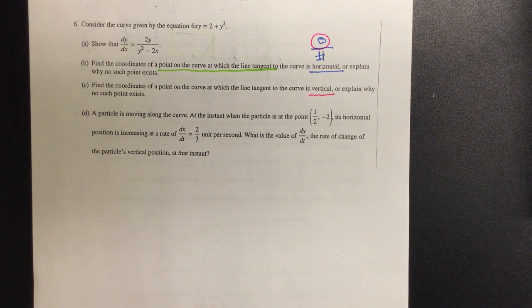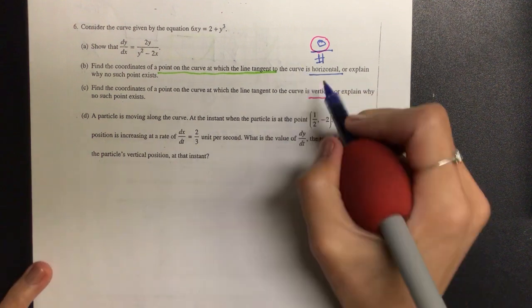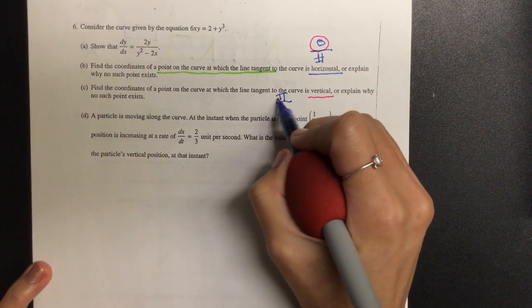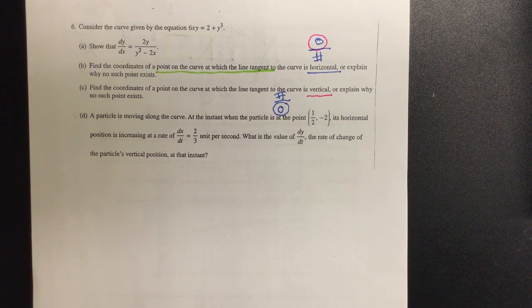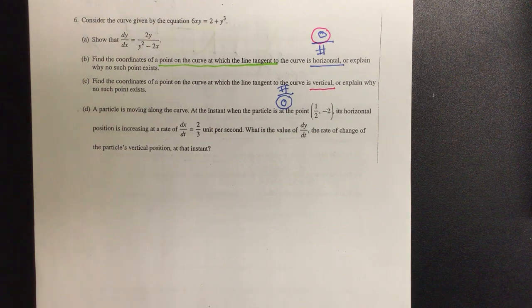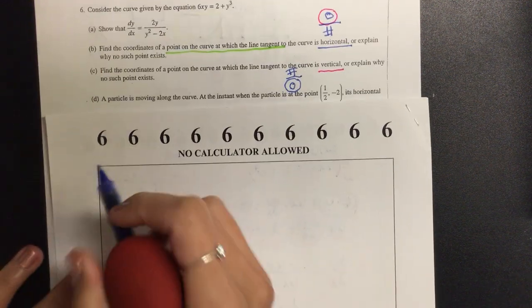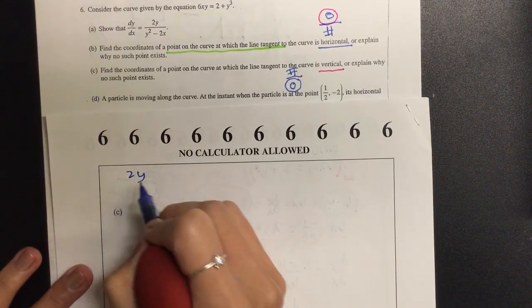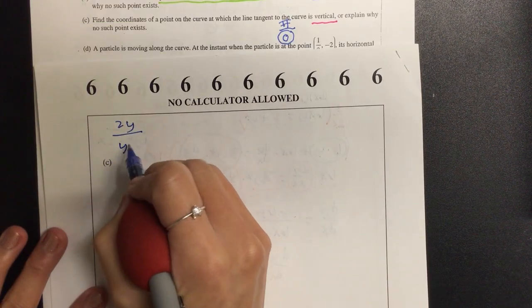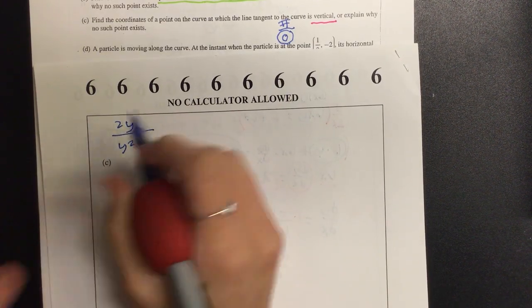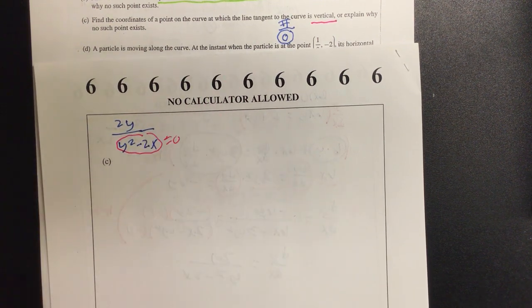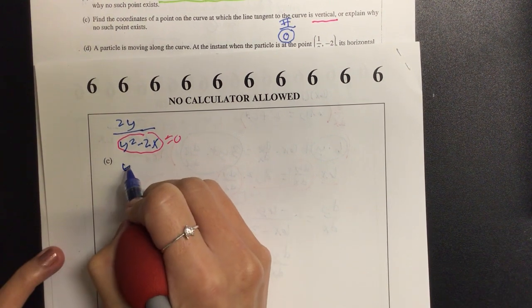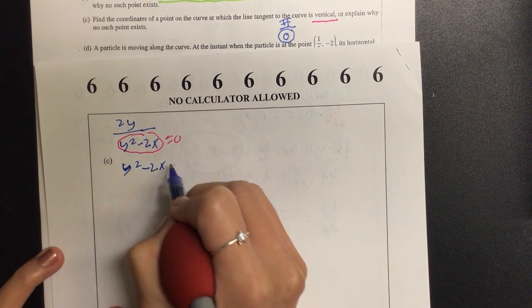Vertical. So we have a vertical line. For the vertical line, it means we're dividing by what? 0. So that's our focus right here. So B and C kind of goes together, but it's still considered independent. So let's write out our equation. We have 2y over y squared minus 2x. And the bottom this time is equal to 0 to make it undefined. So we have y squared minus 2x is equal to 0.